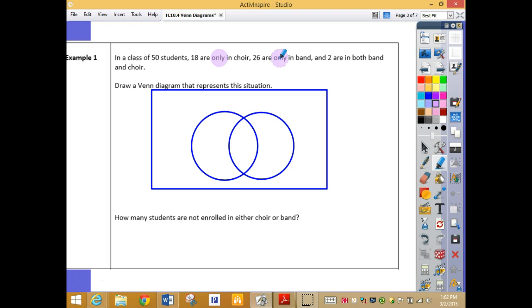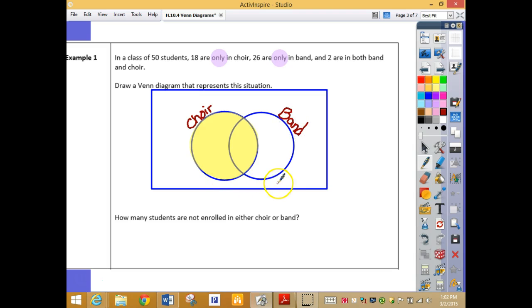First of all, now you don't have this on your notes, so the first thing you need to do is draw the big rectangle. We call this our universe. And within our universe, we're talking about choir and band. So we need one circle. What do you want this first one to be? Choir or band? Choir it is. So you write choir because you need to label it. And obviously this one's going to be band.